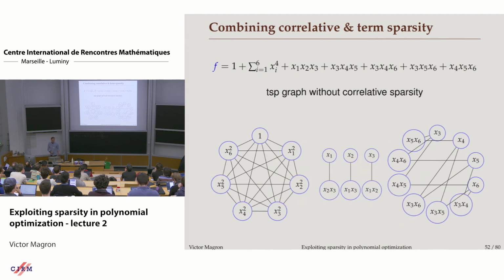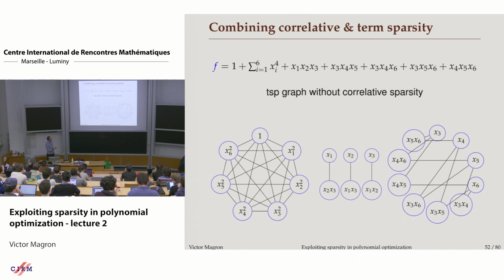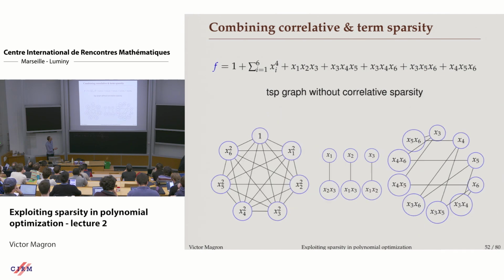And then you can also apply term sparsity without correlative sparsity. So you directly apply the term sparsity thing to the initial polynomial. And as you can see, you don't obtain the same graph. So this graph is bigger, so it will be more expensive to solve. Because instead of having this, you have this more complicated graph here. Then these guys were already there. And I think this guy, yeah, I think it's the same as this one. So it's better to do the combo.